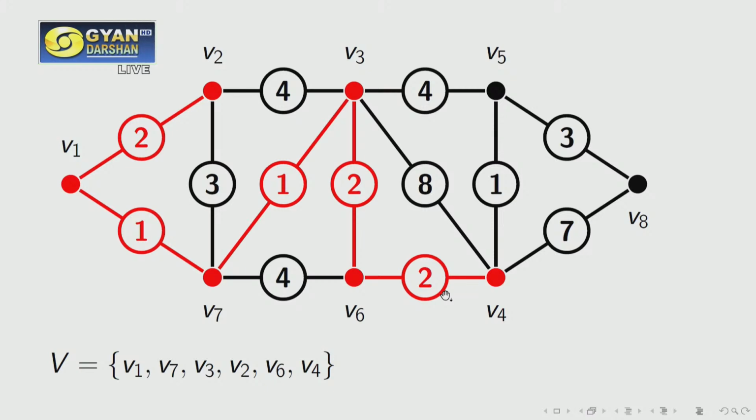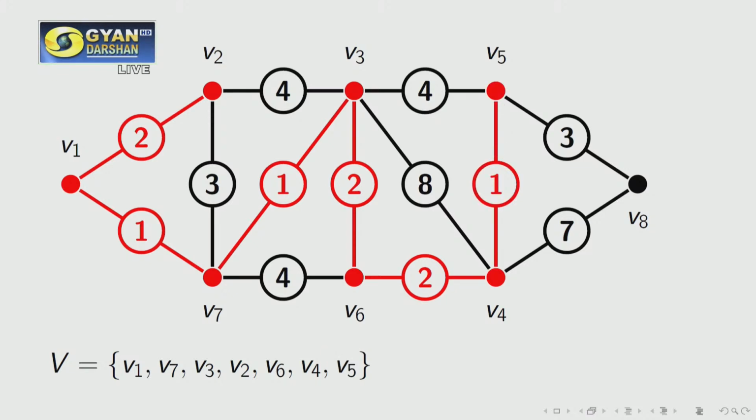Fine. And now the edge V3, V4 cannot be selected because both of its endpoints are already there. So now there are three edges from among which we can select. These are V3, V5, V4, V5 and V4, V8. And among these edges, the smallest one is V4, V5. So we select this one.